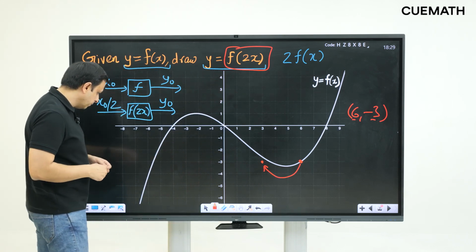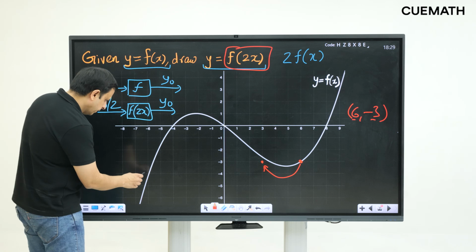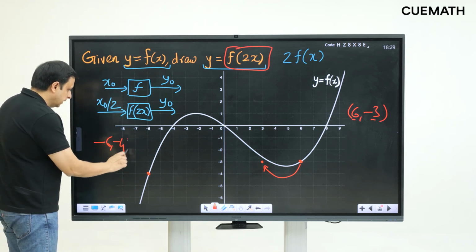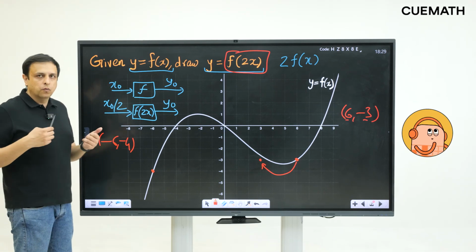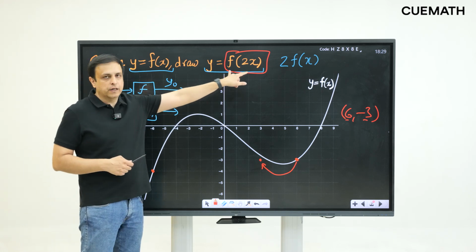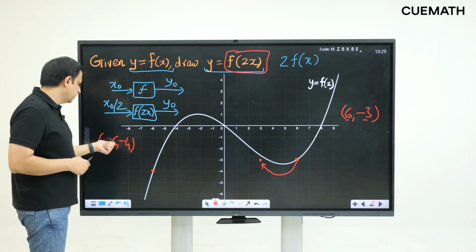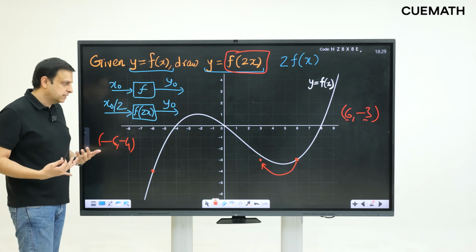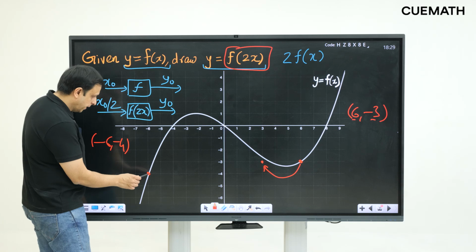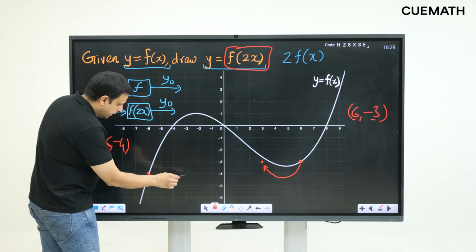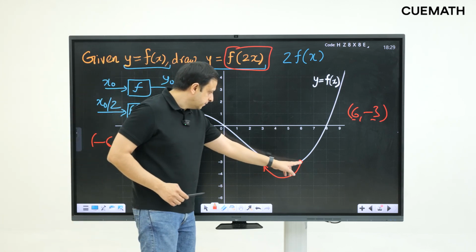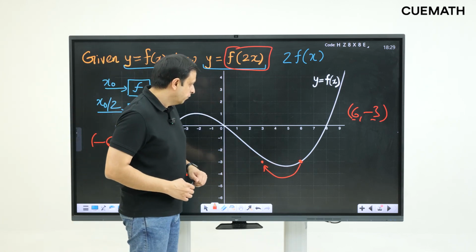Now let's take some other example. Let's take this point here, which is minus 6 comma minus 4. So that's our original input output pair. Now once again, think about what the input needs to be to produce the same output minus 4 for this new function f of 2x. The input needs to be half of minus 6, or minus 3, to produce the same output minus 4. So this point here, minus 6 comma minus 4, will move to this new point minus 3 comma minus 4. So it will come closer to the y-axis. Same thing is happening here. This point is coming closer to the y-axis.